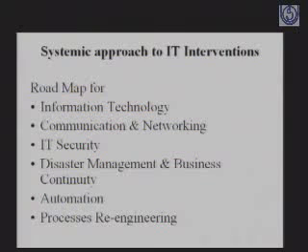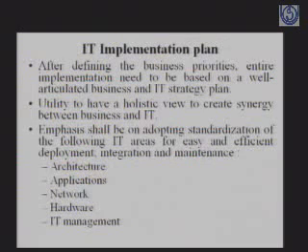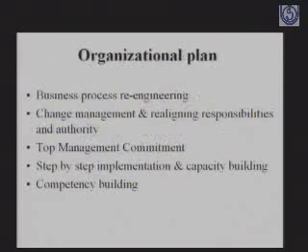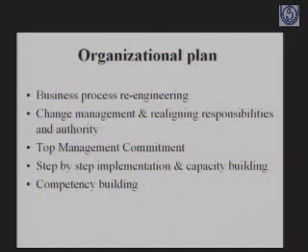And my IT roadmap should cover these 6 essential things: IT communication network, IT security, disaster management and business continuity, automation, and business process re-engineering. What should be my organization plan? When I look at the IT, I must do the business process engineering, change management, and realigning responsibilities and authority.